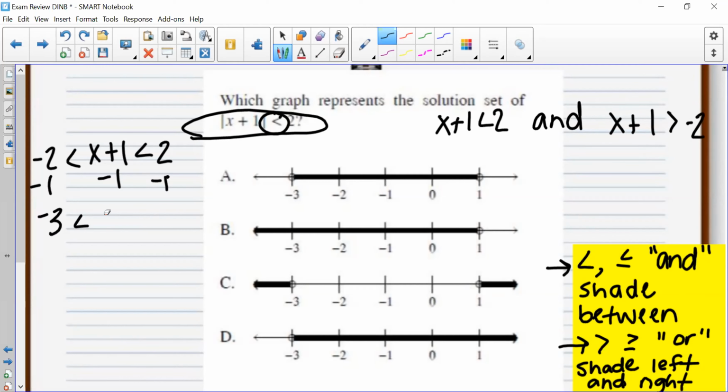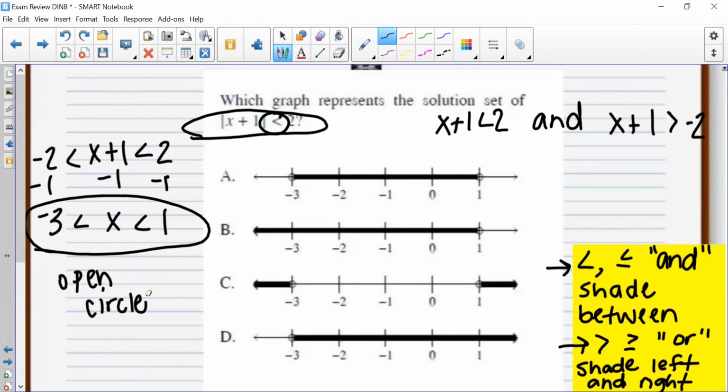So we get -3 less than x less than 1. If you're solving it this way, remember that this would mean, because it's less than and doesn't have an equal to underneath it, that's open circle, not closed circle, which all these answer choices have open circles, so we didn't have to worry about it this time. And then you find -3, put an open circle. Find 1, put an open circle. And then because x is in between them, or because it's an and, you shade between -3 and 1. So the answer choice is A.